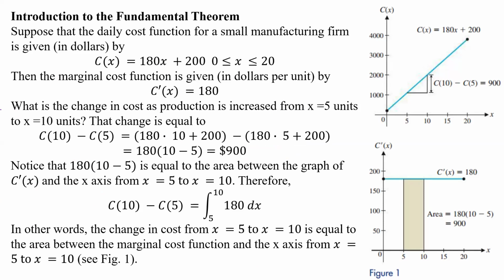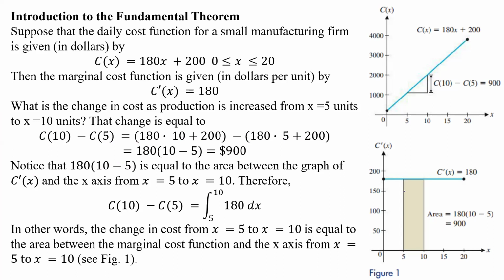Now what is the change in cost as production is increased from 5 units to 10 units? That change is going to be equal to what? Well, it's going to be C of 10 minus C of 5, which is, if you plug in 10 and 5 in there, 180 times 10 plus 200 minus 180 times 5 plus 200, and that ends up being 900.